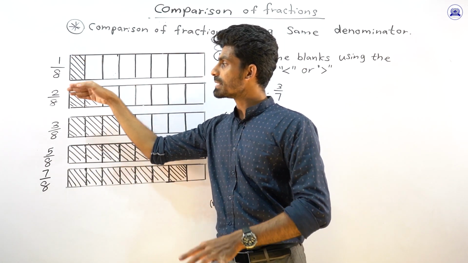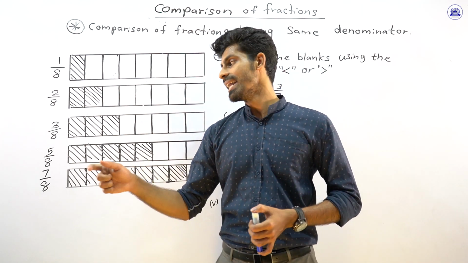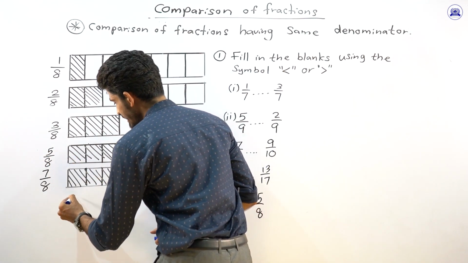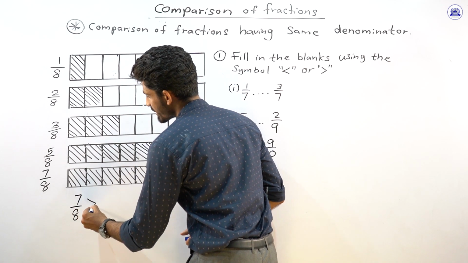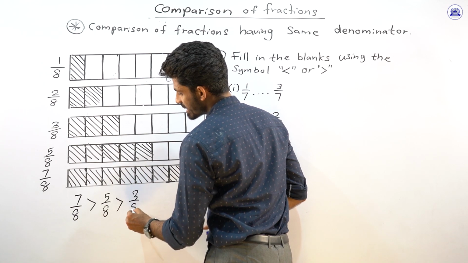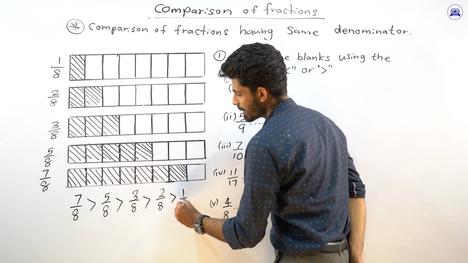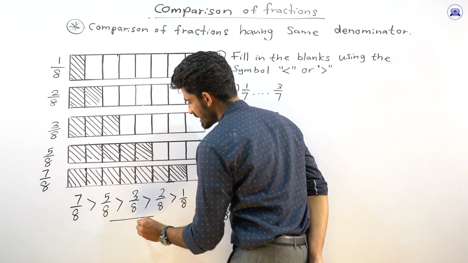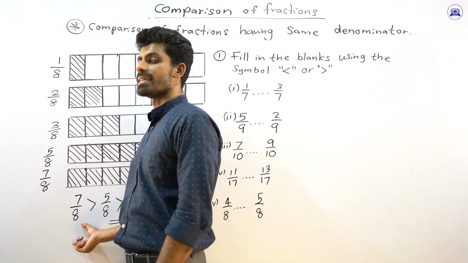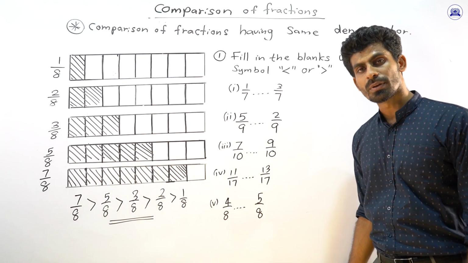If we are having the same denominators, so largest fraction means largest numerator. So you can clearly see that one. 7 over 8 is greater than 5 over 8, greater than 3 over 8, then greater than 2 over 8, then greater than 1 over 8, right? So this is the order. Which one is the largest fraction? 7 over 8 is the largest fraction. Which one is the smallest one? 1 over 8 is the smallest one.